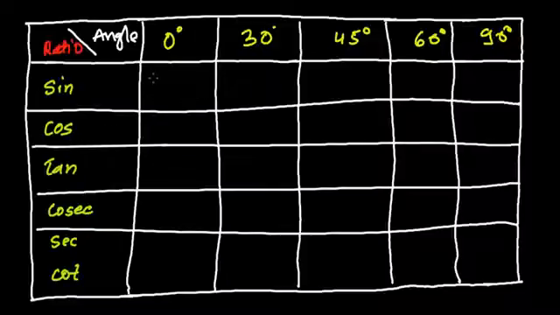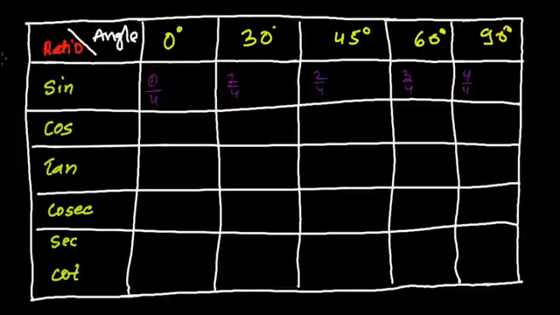Simply start writing 0, 1, 2, 3, 4 in each box. So 0 right here, 30 has 1 right here, 2 right here, 3 right here, 4. And again divide everything by 4. Let's divide everything by 4.